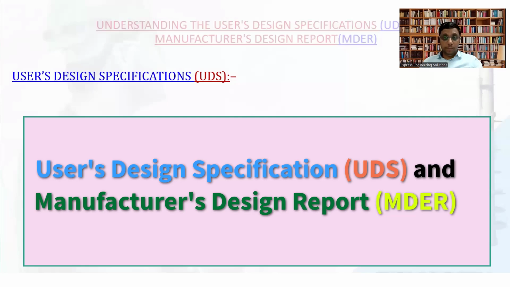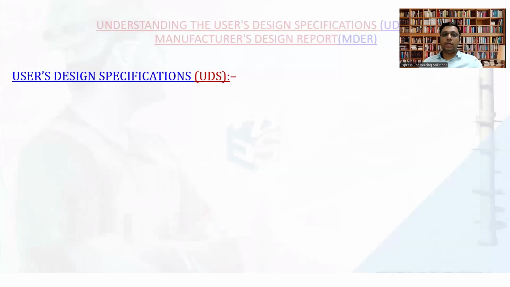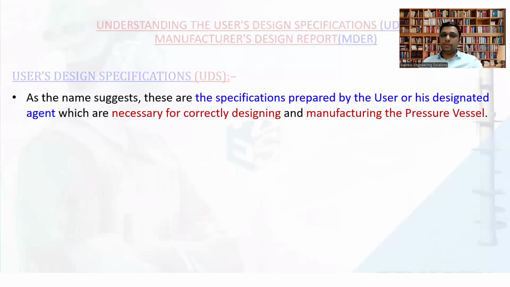If we compare this with ASME Section 8 Division 1, there is a document called UDR in Division 1, which is called the user design requirement. Similar to that, in Division 2, it is called UDS, that is user design specification. So mostly all the data is similar to what we have seen in Division 1 UDR. Here, what are the things which need to be covered under UDS?